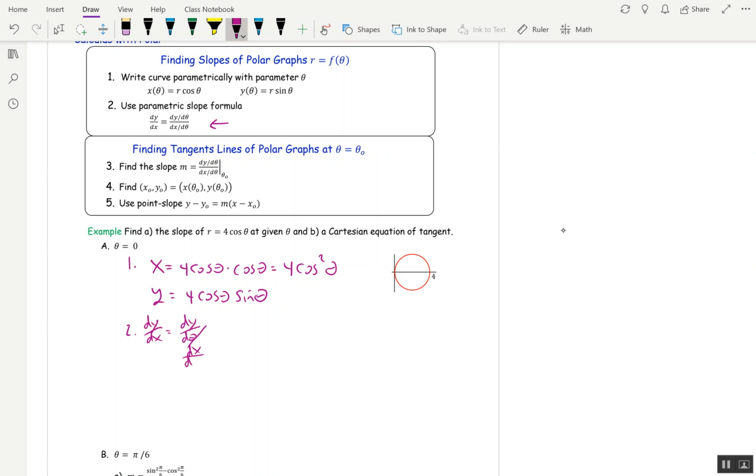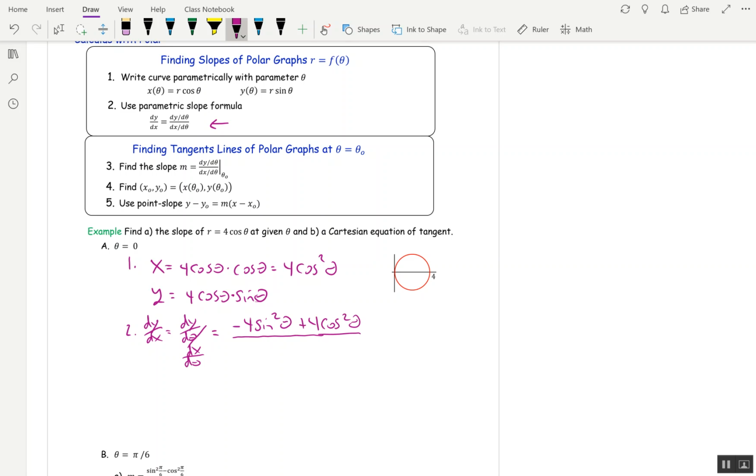Step 2, now we're going to find dy/dx, which is dy/d theta over dx/d theta. All right, so dy/d theta. I need the product rule. I'm going to let 4 cos theta be my f and sine theta be my g. So the derivative of 4 cos theta is negative 4 sine theta. So I'll get negative 4 sine squared theta. And now I want to add on f times g prime. The derivative of sine is cos, so plus 4 cosine squared theta.